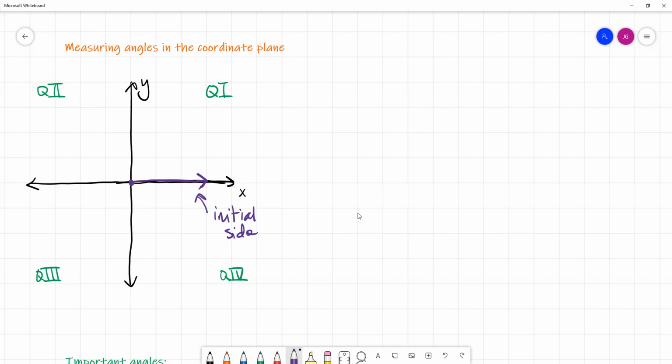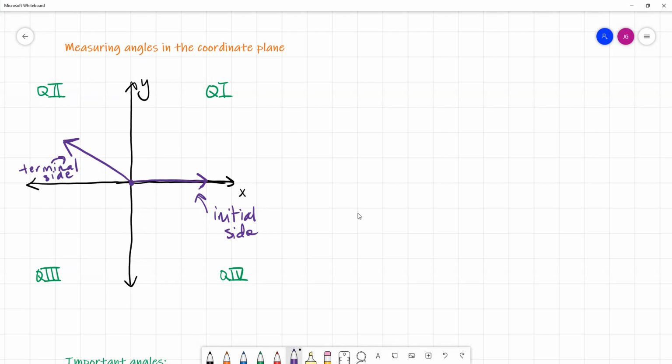Okay, and then I'm going to measure the angle. Let's say that this is my angle. This right here is called the terminal side. The terminal side is the one that can move, that can end up in different places. Okay, this is known as the terminal side. And then I need one more thing.